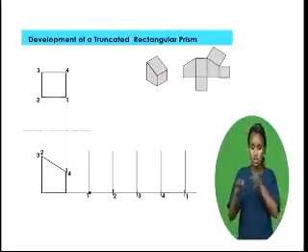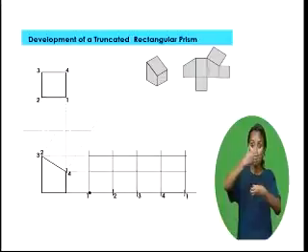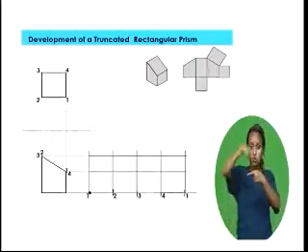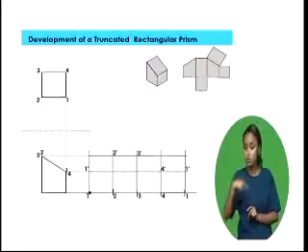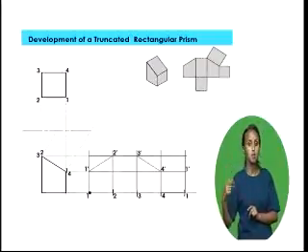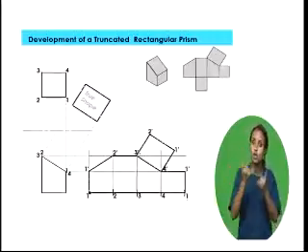Transfer the true length of the edge of the prism from the front view to the corresponding line, locating points 1 prime, 2 prime, 3 prime, etc. To do so, you may use either projector or your divider.